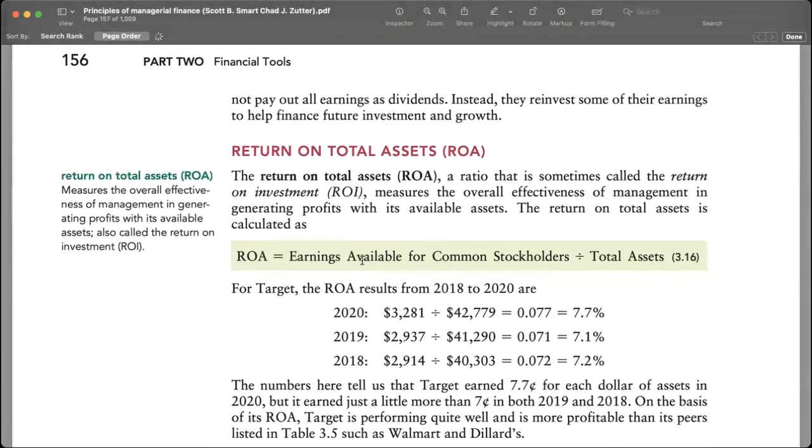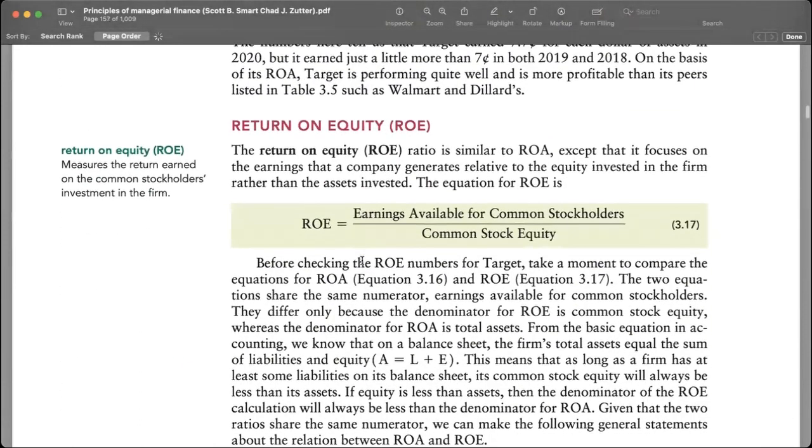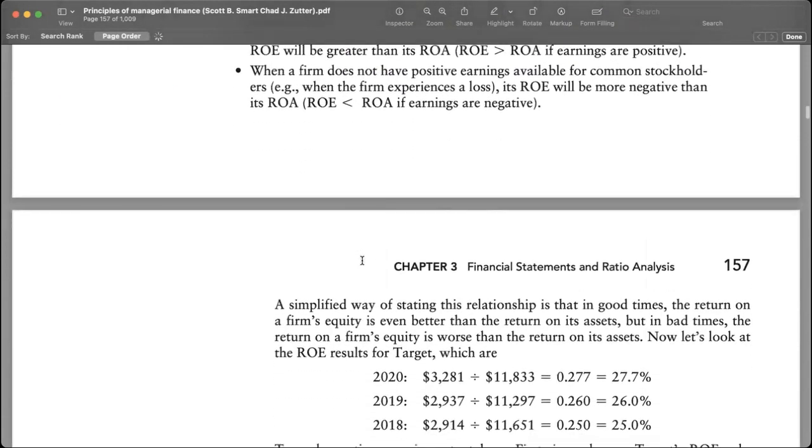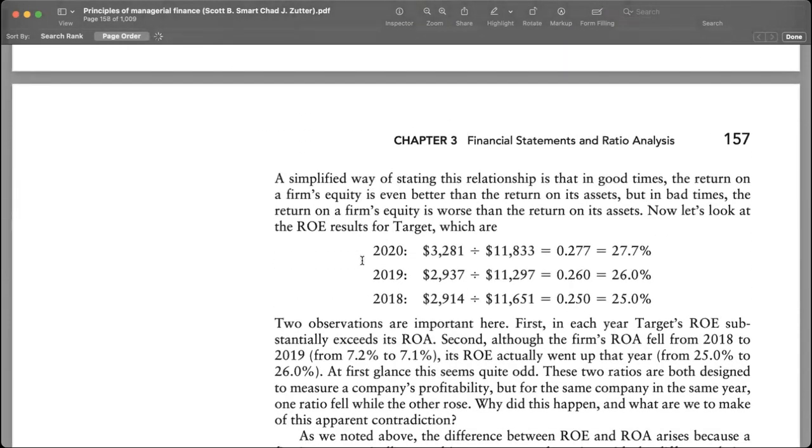Then return on asset, how much profit is generated from the use of asset. Then return on equity, how much profit is generated from the owner's investment. Okay, then don't worry, are you thinking that we are completing all these things? No, we will explain one by one, don't worry.